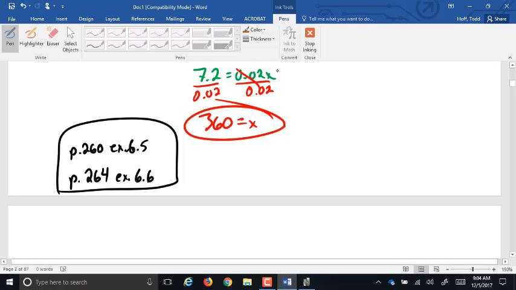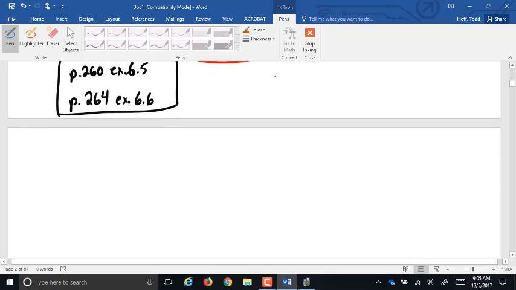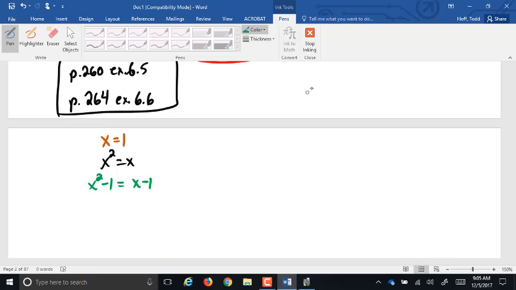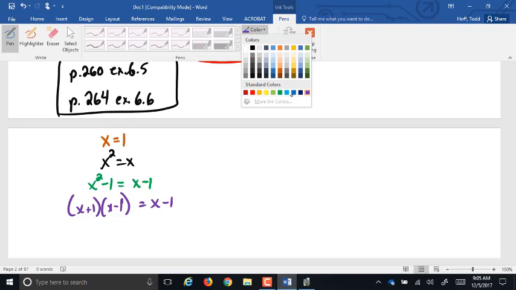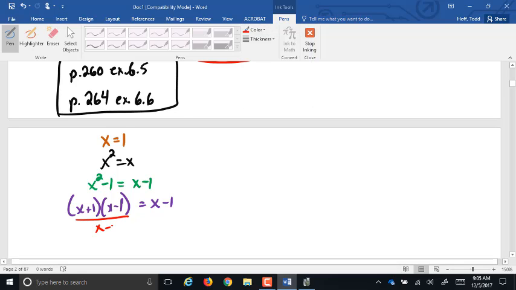Now, a couple of weeks ago, I offered you guys some extra credit. One of the extra credits looks something like this. I started out with x equals 1. I multiplied both sides by x to get x squared equals x. I subtracted 1 from each side to get x squared minus 1 equals x minus 1. I split that x squared minus 1 into x plus 1 times x minus 1 equals x minus 1. And then I divided both sides by x minus 1.